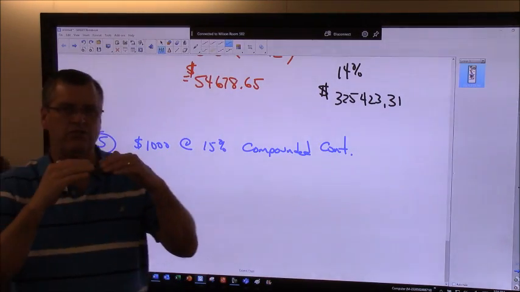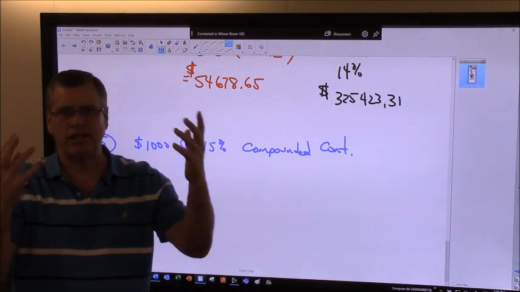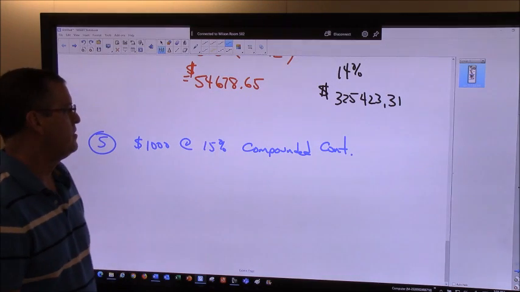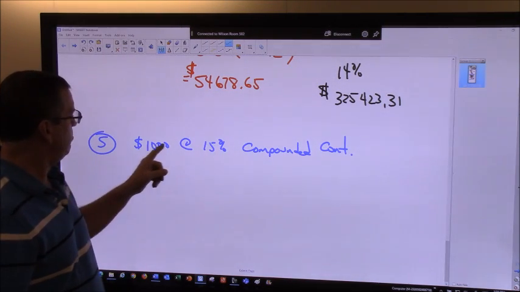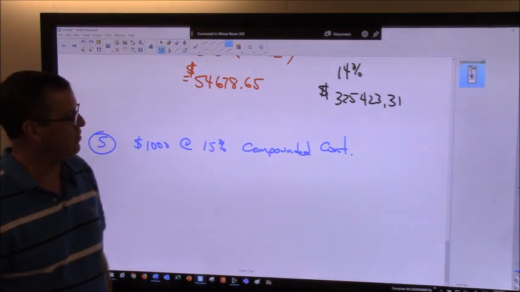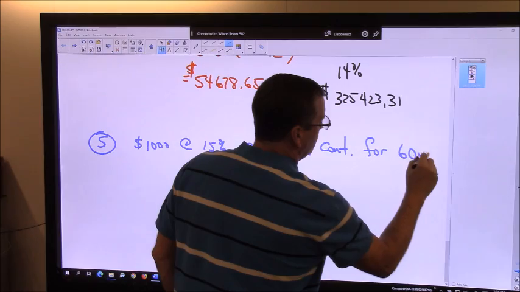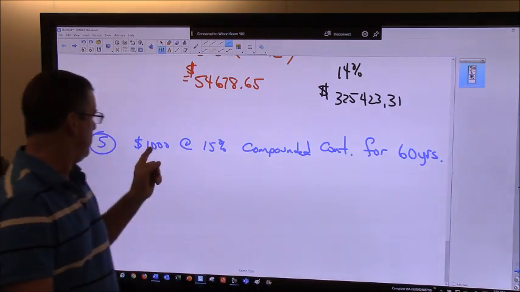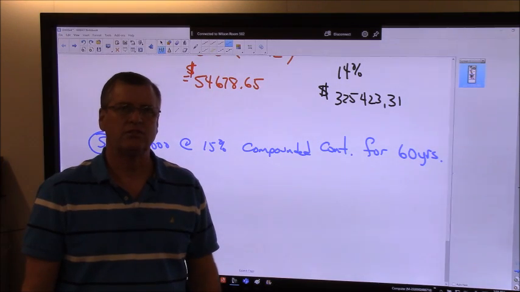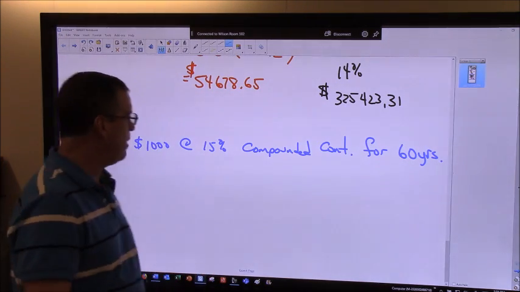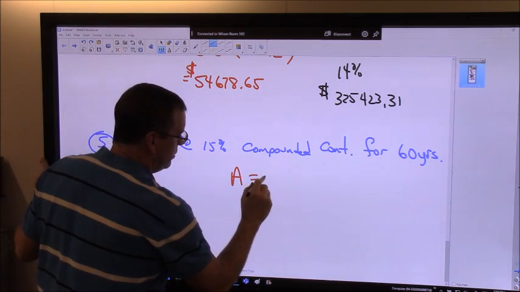Because really when you invest in stocks and bonds, they're continuously changing. They're always going up and down. It's not just a set amount of money that they're worth. So $1,000 at 15% compounded continuously for 60 years. My goal was to give them $1,000 when they're born, and that'll become their retirement fund when they turn 60. Let's see what happens. So compounded continuously, that means I'm now using this formula.